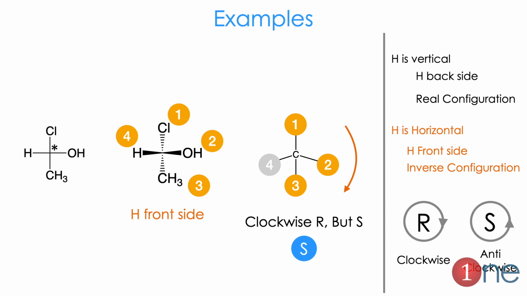So the catch here is, you should know whether hydrogen is vertical or hydrogen is horizontal. Hydrogen horizontal means you should always reverse the configuration.